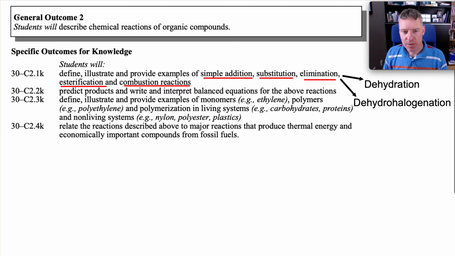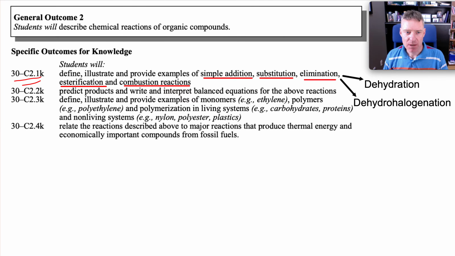General outcome 2 is a much shorter list, but there's just so much buried in the first outcome that even though the list is shorter, there's still a lot to know. So I'll just quickly go through these reaction types: addition, substitution, elimination. I break elimination into 2 types. You don't have to know these 2 words. You can classify them both as elimination. But again, there are different reaction conditions. Esterification we already talked about, so I won't recap that again.